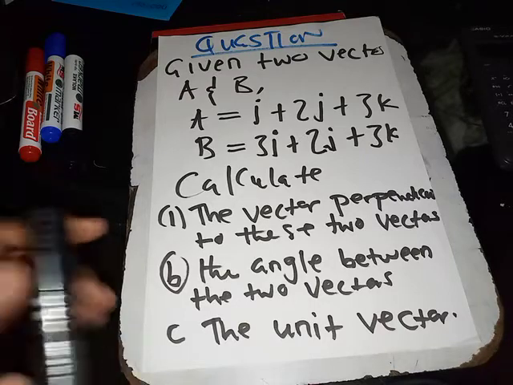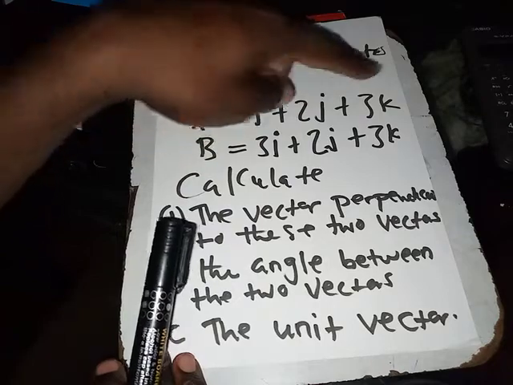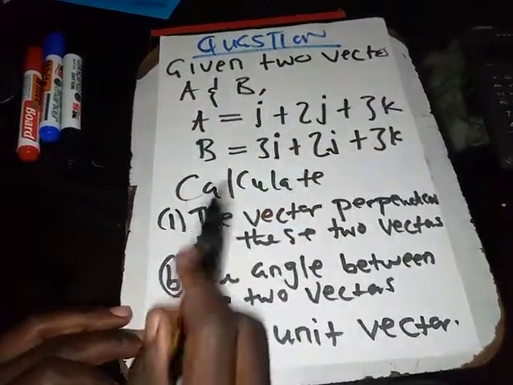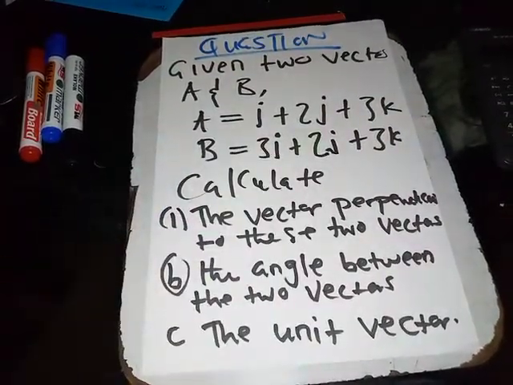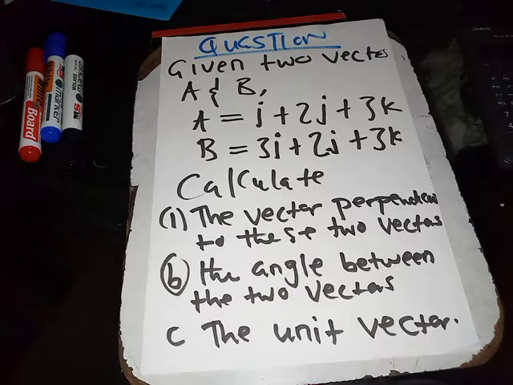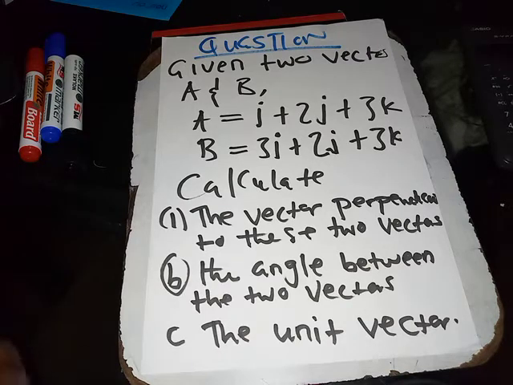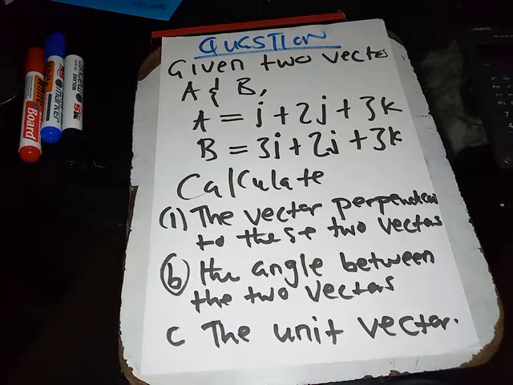So the question says, given two vectors a and b. Vector a has i plus 2j, then plus 3k. So this is i, this is j, then k. Remember what we said in the notes, that i symbolizes x, j symbolizes y, and k symbolizes z. So a is i, 2j, 3k. Then vector b has 3i, plus 2j, plus 3k.